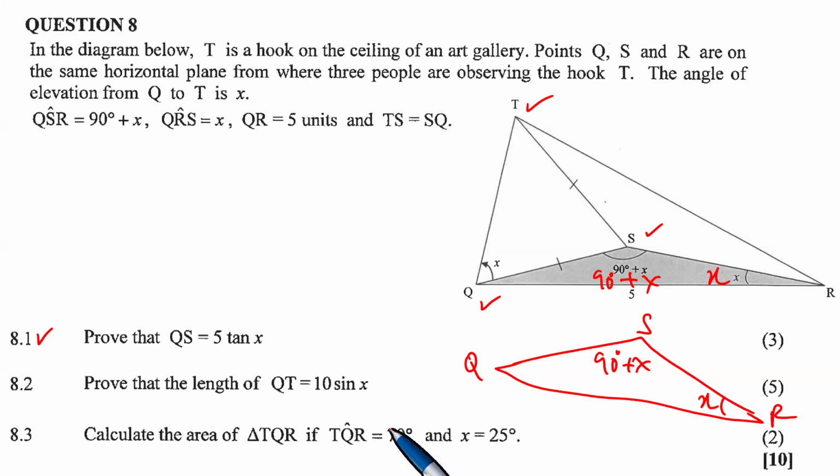What do you think? I'm giving you time, because what are we supposed to prove? We need to prove this one, 8.1. QS is 5 tan X. QS is 5 tan X. So how do we prove this? How do we prove this?